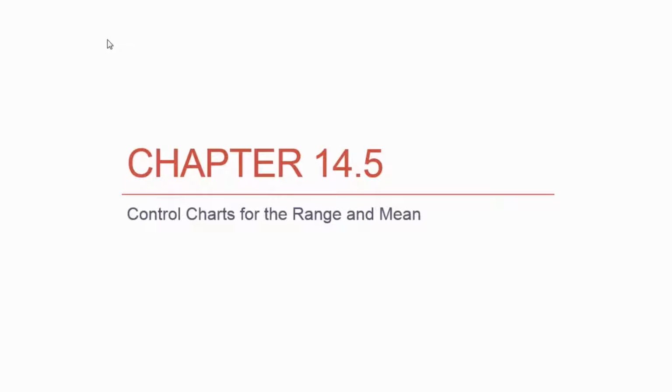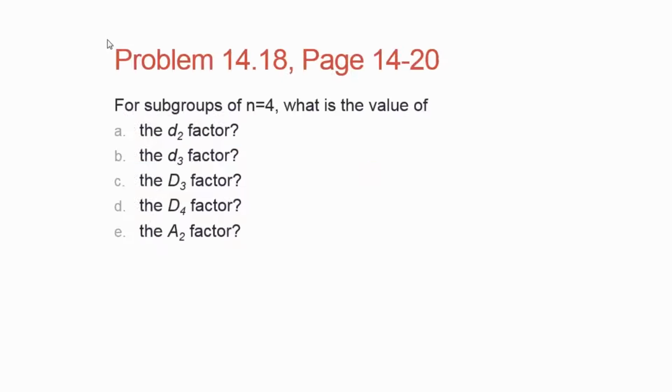The reason we use the range instead of the standard deviation is because it's easier to calculate and it is related to the standard deviation anyway, because you remember the range divided by 6 is an estimate of sigma. So this problem, 14.18 on page 1420, is basically just helping to make sure that we understand how to use the table in the back of the book. It's the control chart factor table in the back of the book.